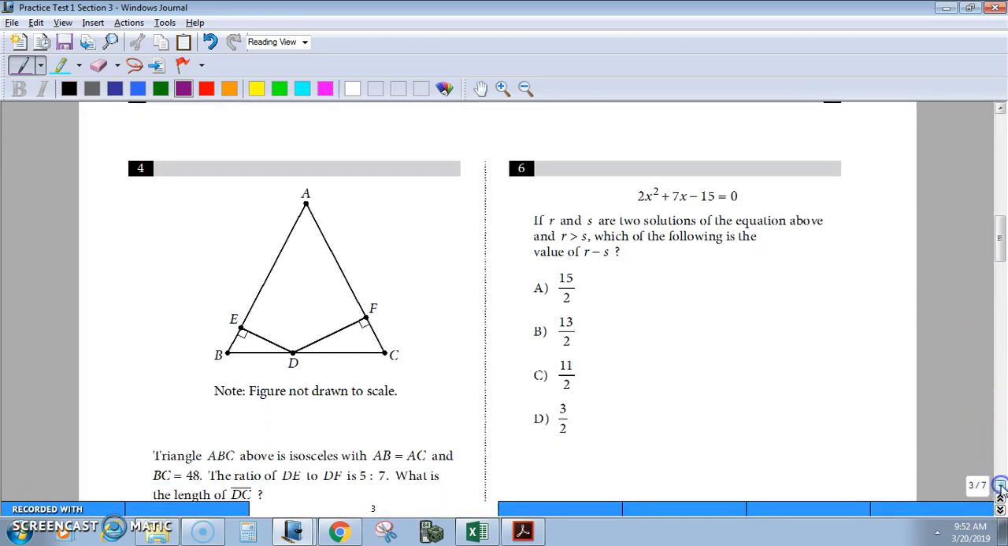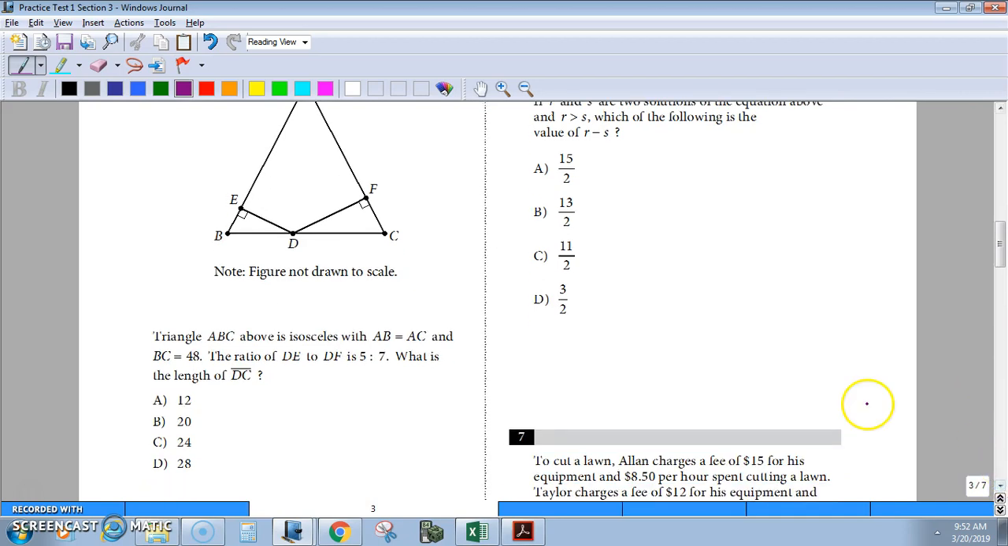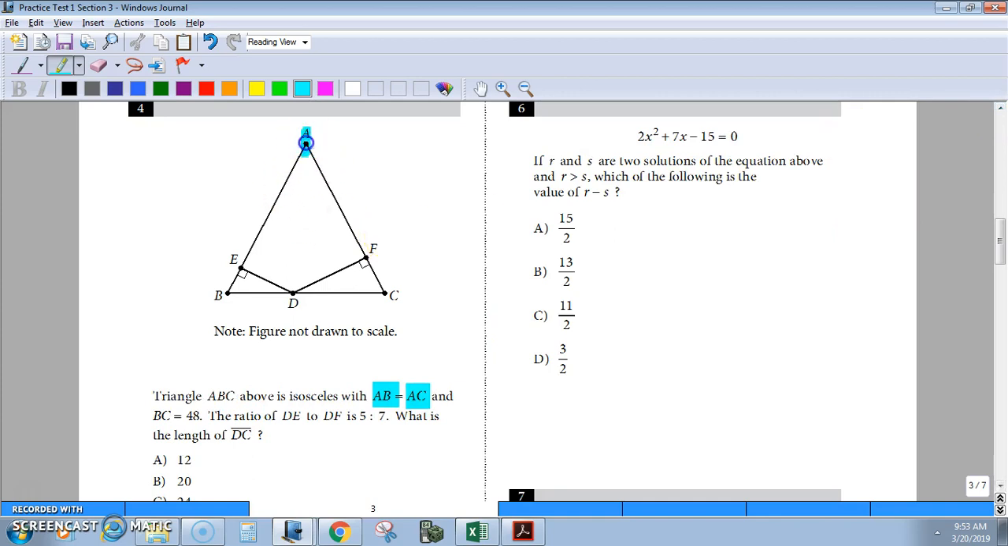Question 4. Look, triangles are favorite. If triangle ABC above is isosceles with AB equal to CA, which means this side is equal to this side. Cool. And BC equals 48, so this whole, let's make that yellow.